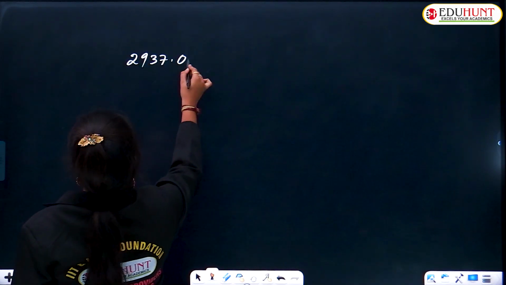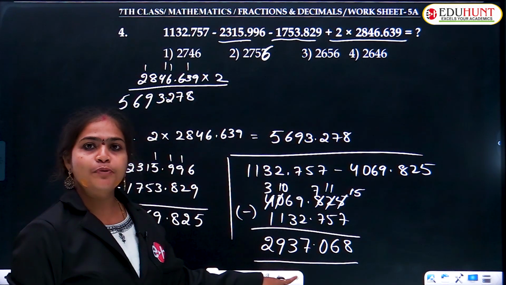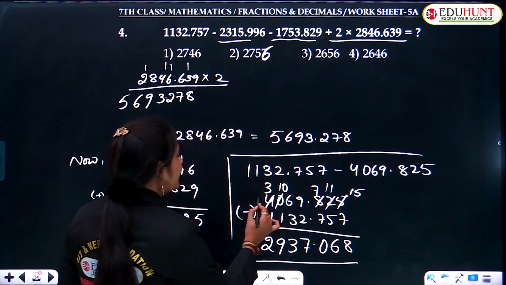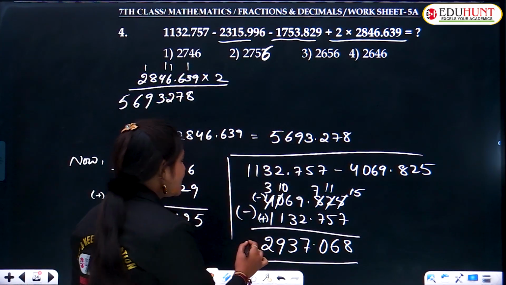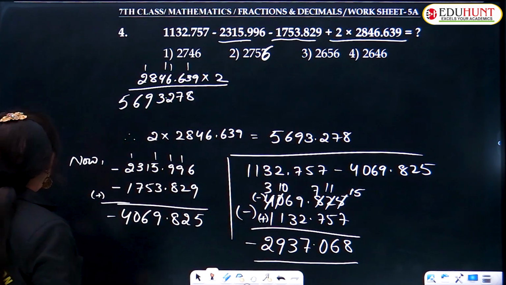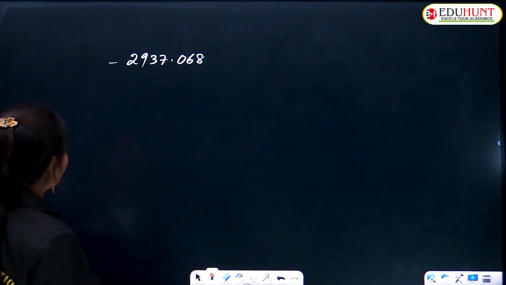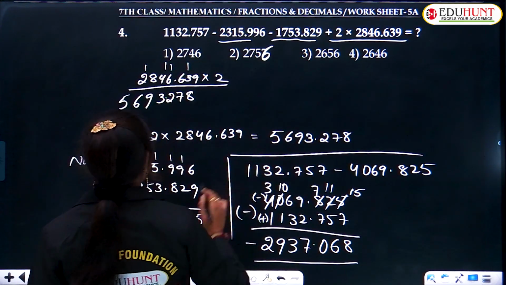Next see that 2937.068. Is that positive or negative here? Is this value positive or negative? See here, the greatest number has the negative sign and the smallest number has the positive sign. Then which sign do you have to keep here? Negative sign only you have to keep. Okay. Then here minus 2937.068 plus what is that number you got here?